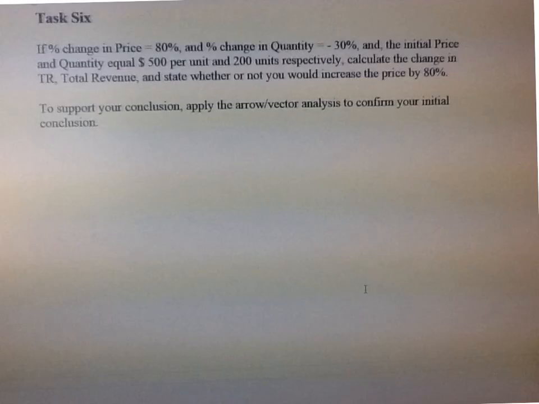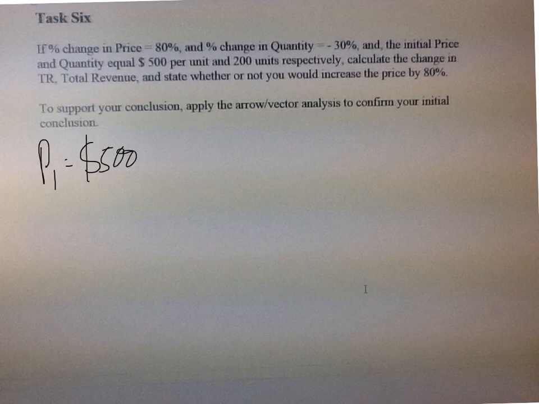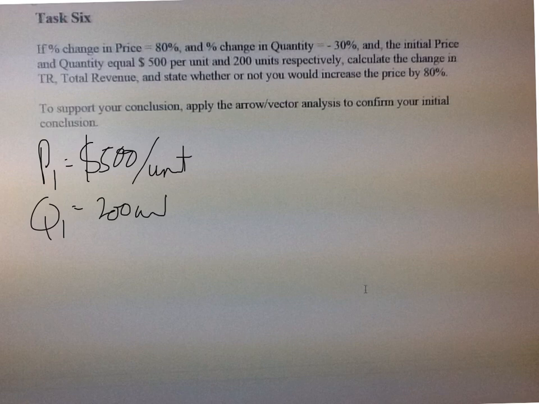Okay, right, we're on to task 6. What can we see? Well, look, there's a bit of information to be extracted, so I'll quickly go and do that now. What we've got here is P1 equals $500 per unit, and Q1 equals 200 units. Now, what have we got here? We've got some changes to P1 and Q1. They transform to P2 and Q2, so let's go and do that.